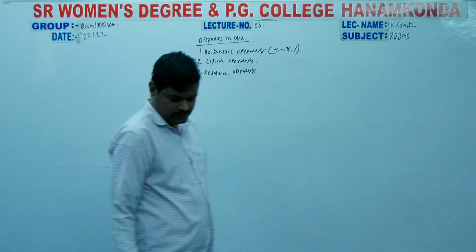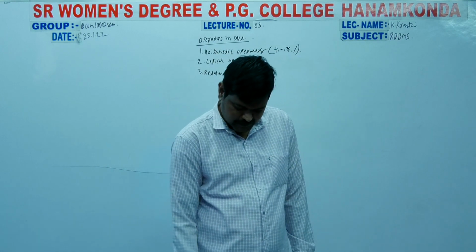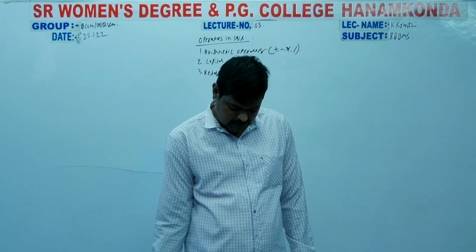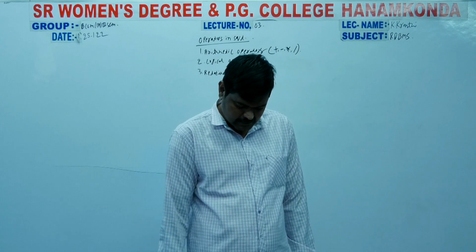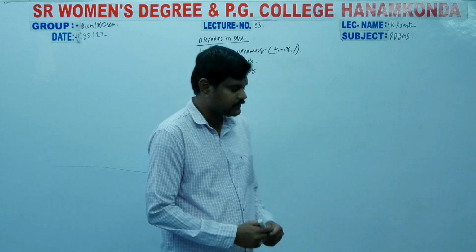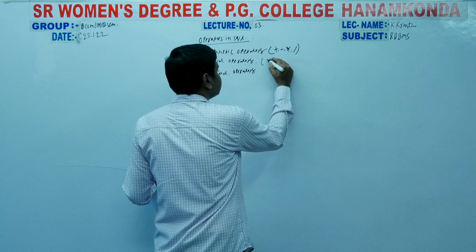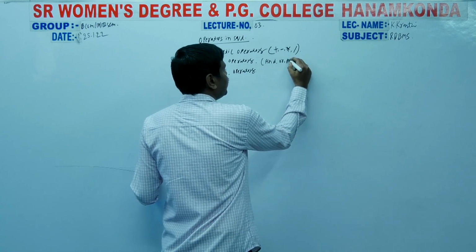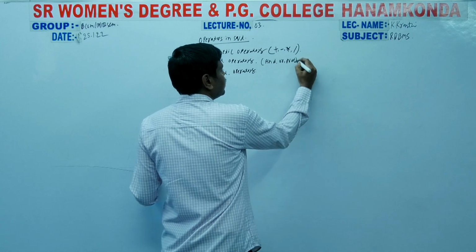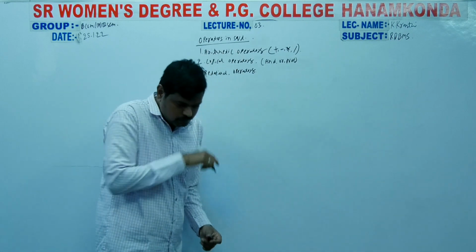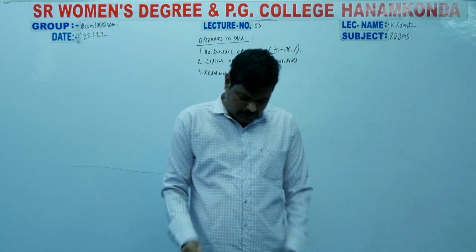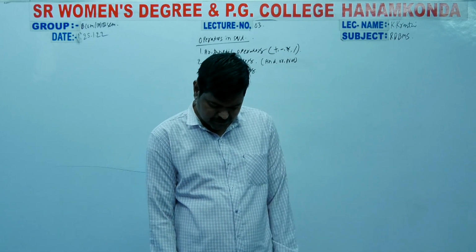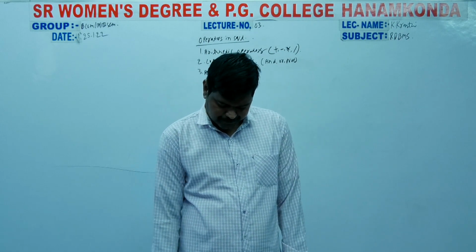So the next one comes to the logical operators. Logical operators we can call as AND, OR, NOT. So the logical operators which we can use are AND, OR, NOT.